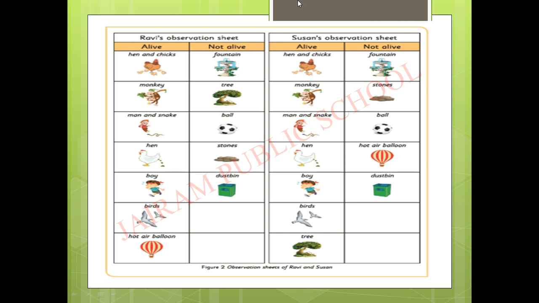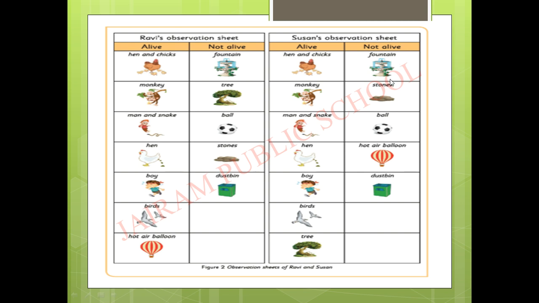Okay, let us check Susan's chart. So Susan has marked hen and chicks as alive. Monkey is alive. Man and snake are alive. Hen is alive. Boy is alive. Birds are alive. Tree is alive.